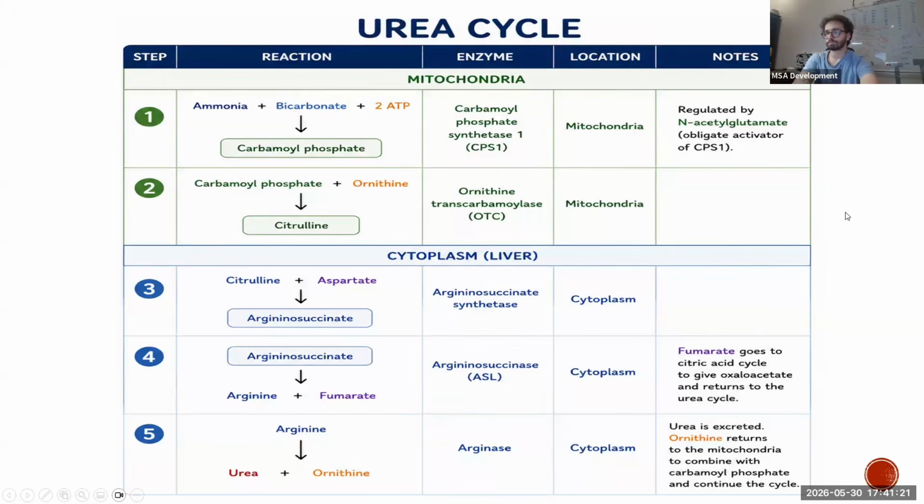This is the urea cycle. Memorize the enzymes I told you, the steps, what happens in the mitochondria, what happens in the cytoplasm. Or remember N-acetyl glutamate as an activator of carbamoyl phosphate synthetase 1. And remember fumarate as something that will go to the citric acid cycle.